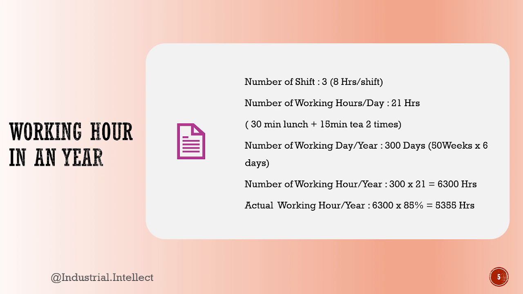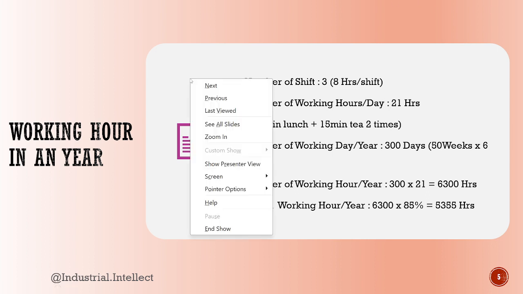Then the number of working hours: normally half an hour for lunch time, if it is there, and two 15-minute tea breaks, if there are any. So considering 1 hour as the break hour, 7 hours per shift would be the working hour. And then in a day, the working hour would be 21 hours.